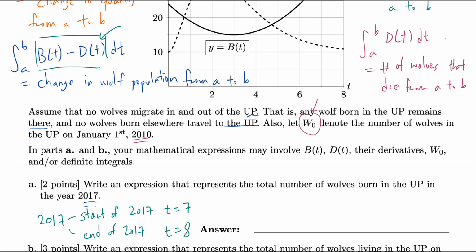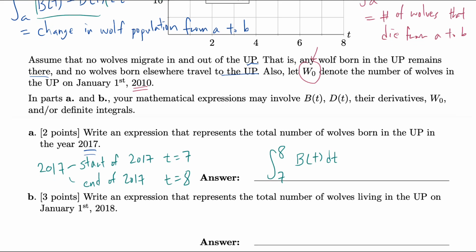You're trying to find how many wolves are born from t equals 7 to t equals 8, and we know from above that you just have to integrate b of t dt to find the number of wolves born from 7 to 8. So that's the answer to A.